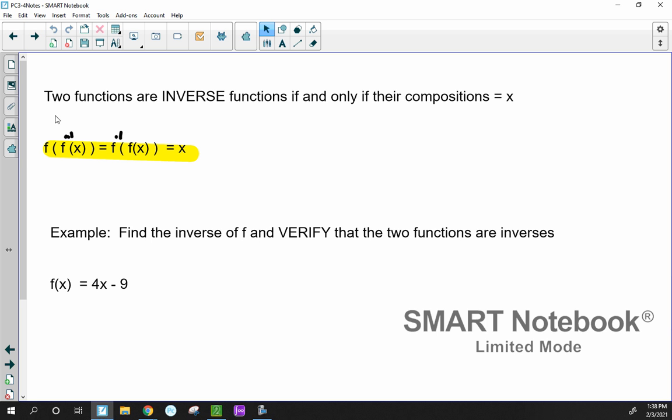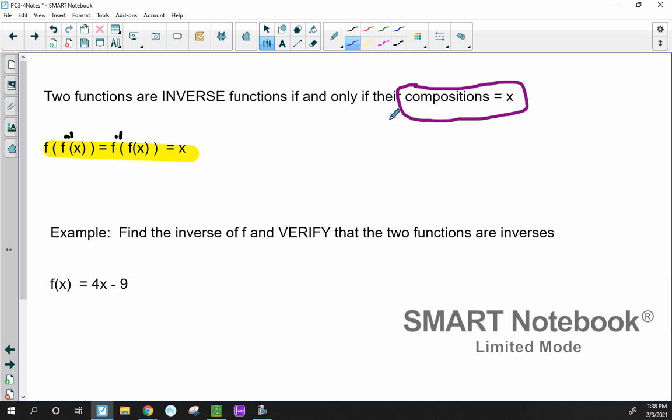So we'll start here. Two functions are inverse functions if and only if their compositions equal x. You're going to have to do two composition problems, and if both of the answers are equal to x, then that proves the two equations are actual inverses of each other, meaning they're reflections over the y equals x diagonal line. So we have f of f negative 1 of x is equal to f negative 1 of f of x. And again, this is just putting in algebra terms exactly what the sentence above said.